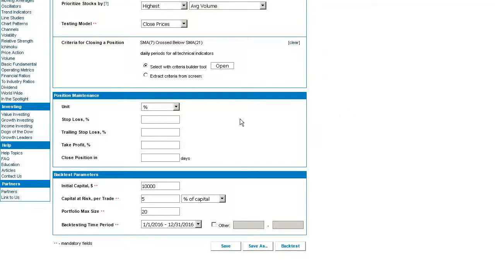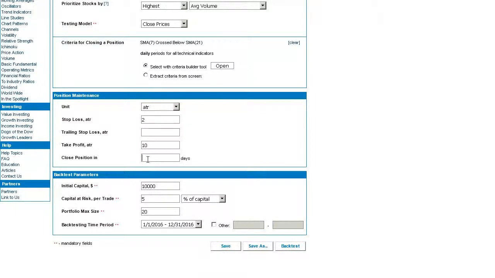So let's select ATR as a unit for the position maintenance parameters, and we set 2 ATR stop loss, 2 times the multiple of the ATR, and 10 ATR take profit, 10 times the multiple of the ATR. We can also limit the number of days we keep a position. For this, we can set a value for close position in the parameters. Let's leave this blank for our current strategy.